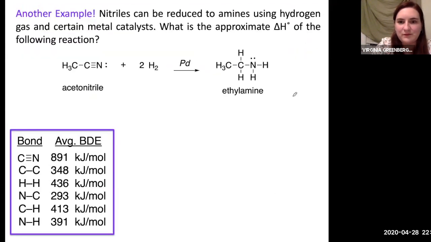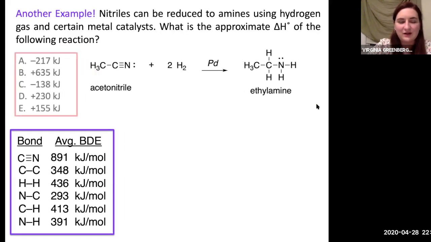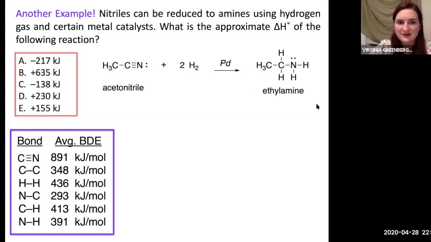Okay, so here we have an example with nitriles, like acetonitrile, reacting with a palladium catalyst and hydrogen to make this ethylamine. And we have a bunch of bond dissociation energies in that table. We're going to try to figure out what the delta H of the reaction is using those terms. Okay. So I really do want you guys to try doing this. So please go ahead and pause me.